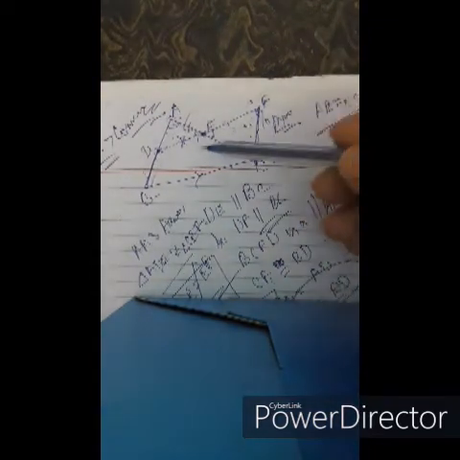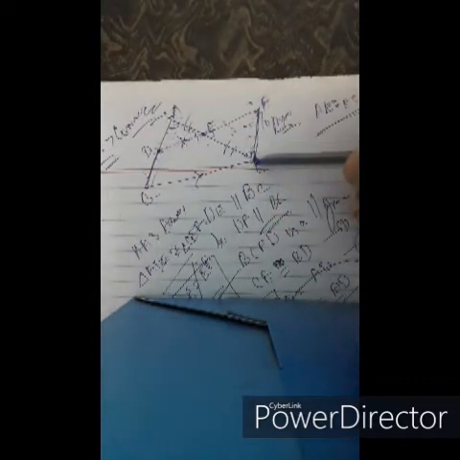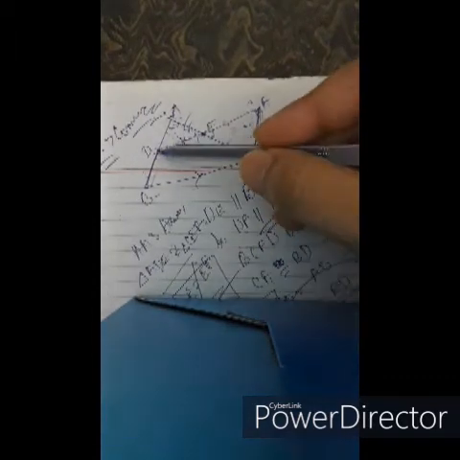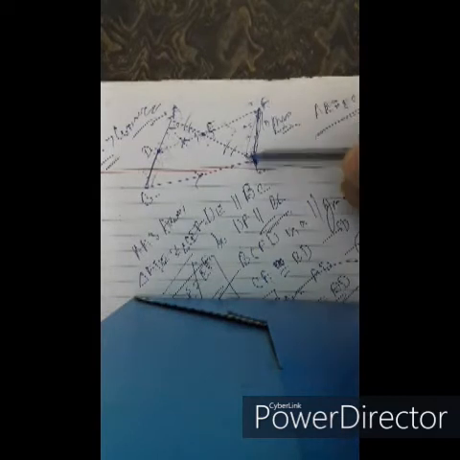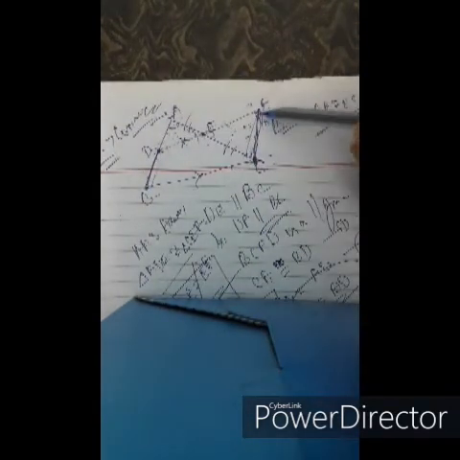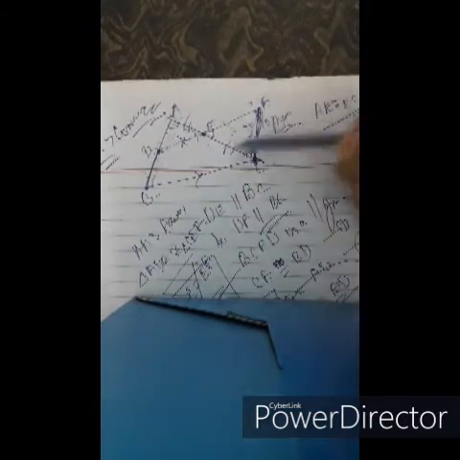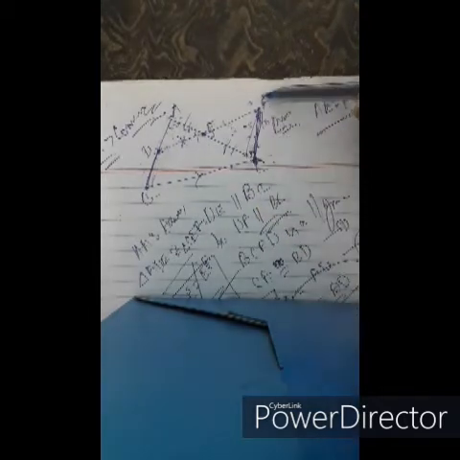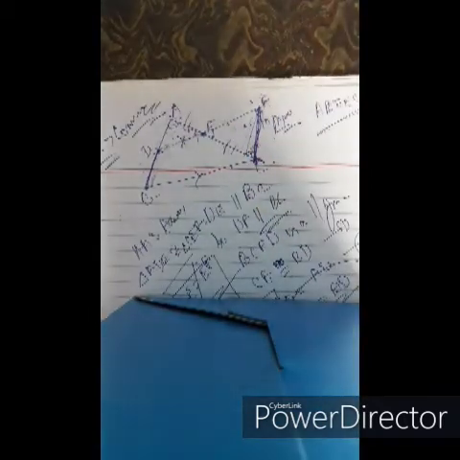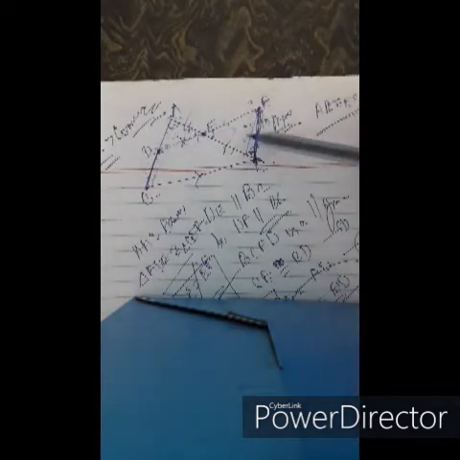How do we do that? We have taken by construction that we have extended DE to F such that CF is parallel to AD and CF equals BD. Since CF is parallel to AB, CF is parallel to BD and CF equals BD makes BCFD a parallelogram. Since BCFD is a parallelogram, the opposite sides are equal.